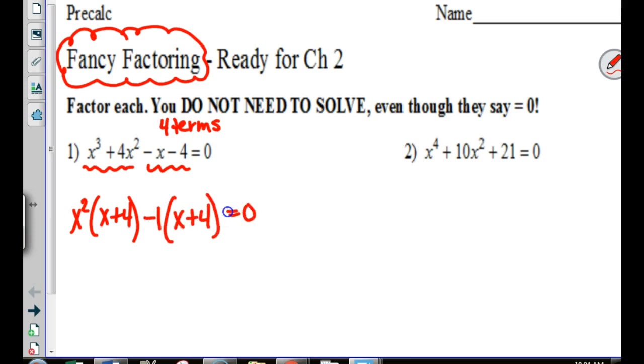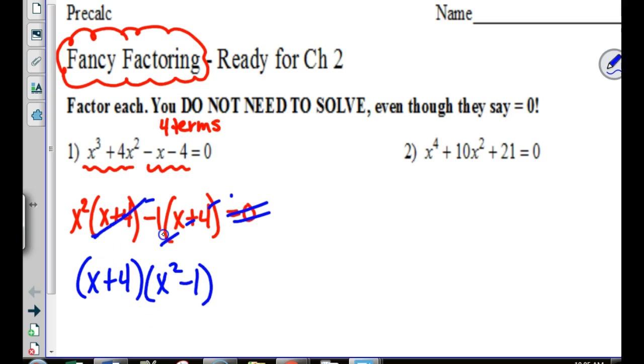Now, it says in the directions, factor you don't need to solve. They happen to say equals 0, but you don't have to solve, okay? So you can just cross that off and leave it off if you want. I don't care. All right, now how do we factor? Do you remember? The idea here again is you're taking out what they have in common, and they both have an x plus 4 in common. So if I pull that out, what's left over is what? An x squared minus 1.